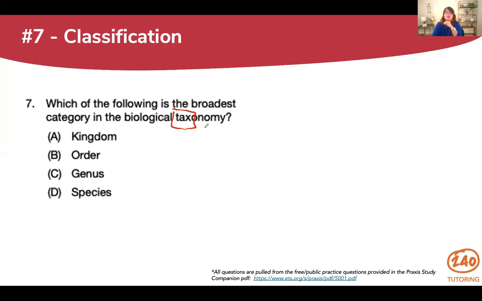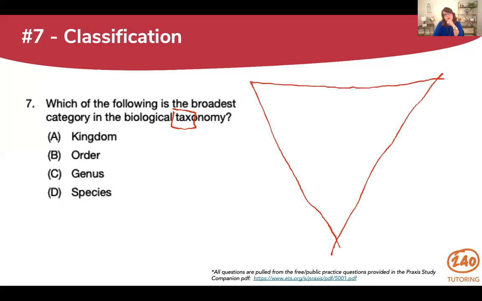All right, now this is usually shown as like an upside down triangle. Okay, so I'm going to draw this really big for you. If you Google biological taxonomy, you'll see lots of images that look like this, okay?